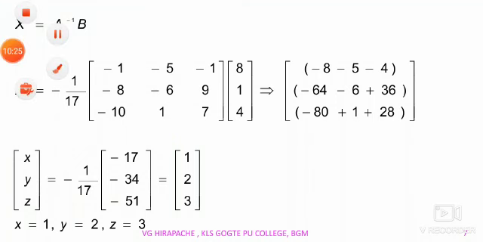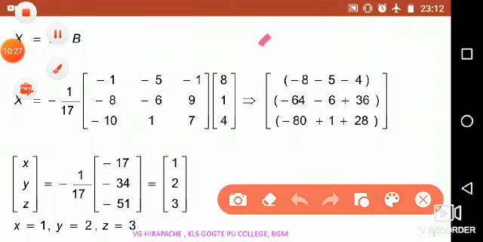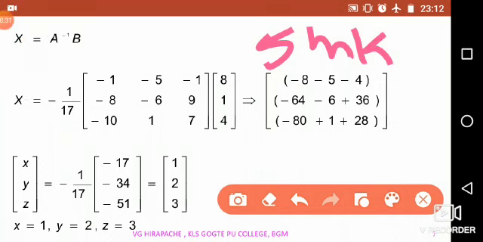Dear students, this type of question is expected in the examination for 5 marks. These questions are very important from the exam point of view.